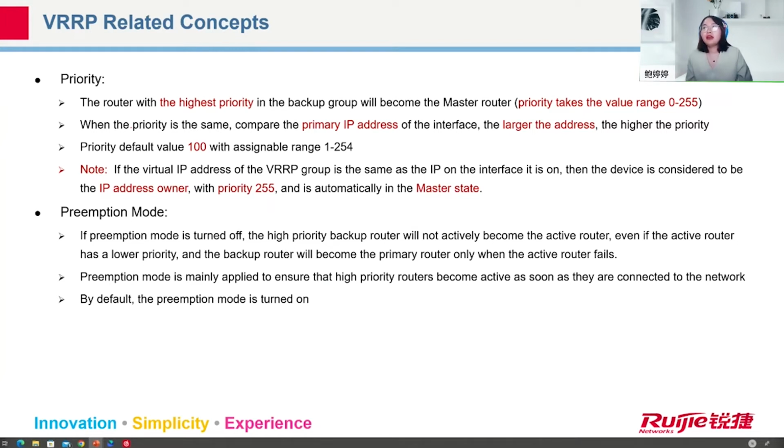If we disable it, if the master is selected, and then for example we change the priority or have some other options, this master will stay master until the router cannot work. So these are different. And by default, the preemption is turned on. So in our network, the highest priority device will become the master.